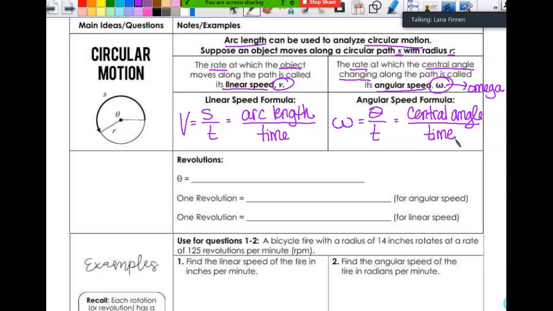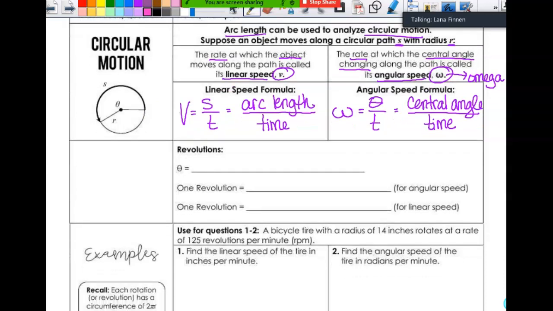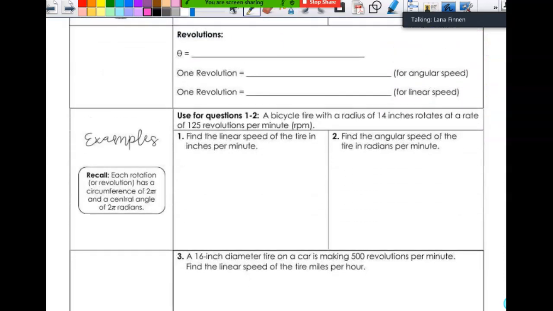Linear speed, angular speed. When you talk about them, we also talk about revolutions, and so we need to know how to use the revolutions. There's nothing about revolutions in these formulas, so we have to understand what this means. So if we have one revolution, for angular speed, one revolution is 2 pi radians, because that's one time around the circle, right? 2 pi radians is one revolution.